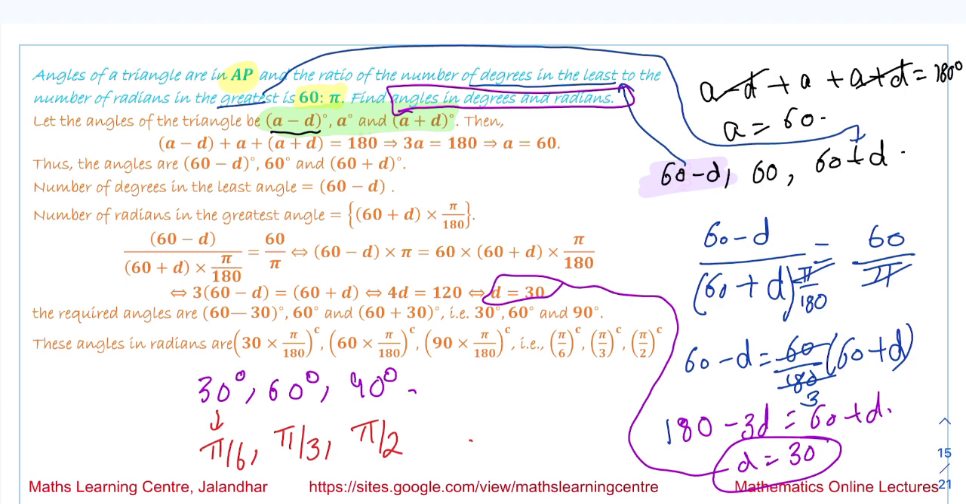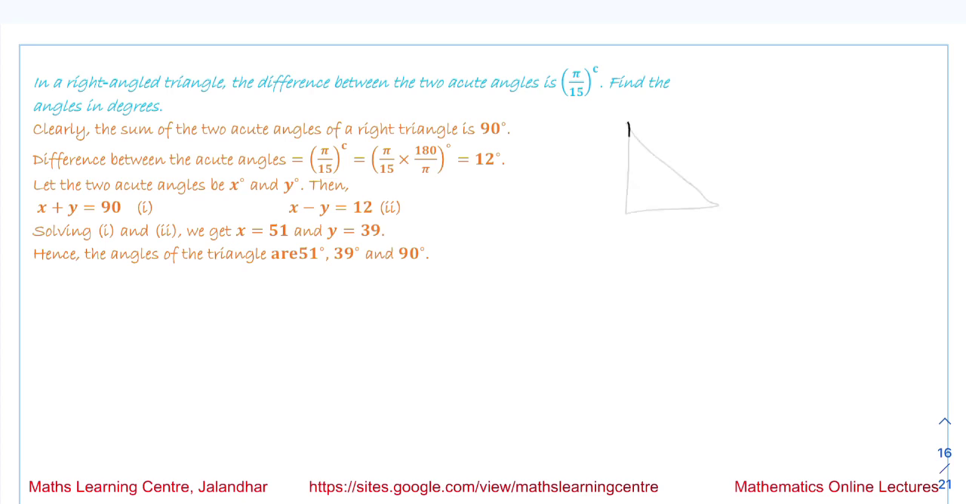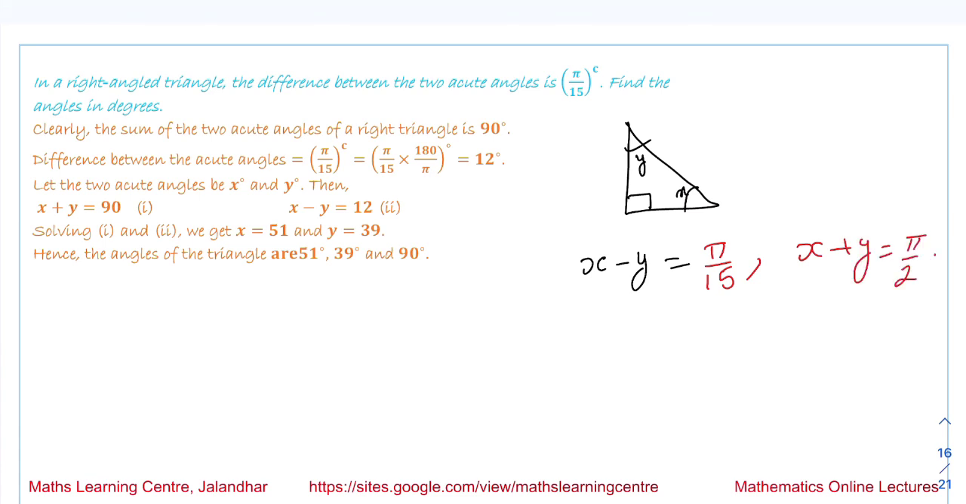Next is, in a right angled triangle, the difference between the two acute angles is pi by 15. So suppose the triangle is given to us, this is the right angle, then one of the angles we consider is x and the second is y. The difference between these two angles is given to be pi by 15, and the sum of these two angles, x plus y, is 90 degree, that is equal to pi by 2.